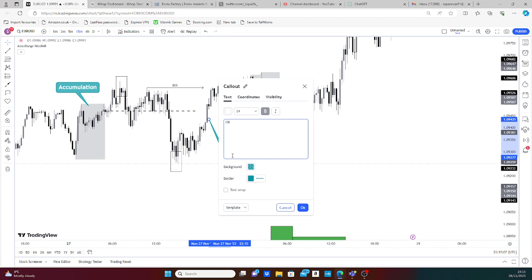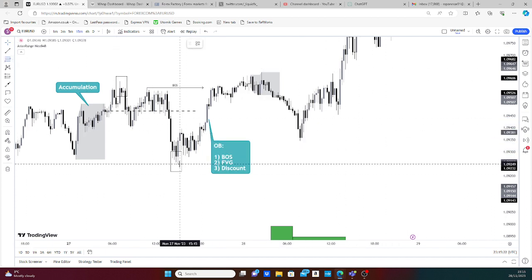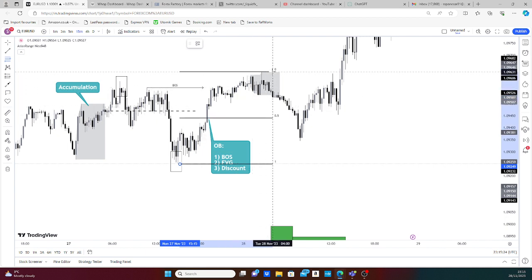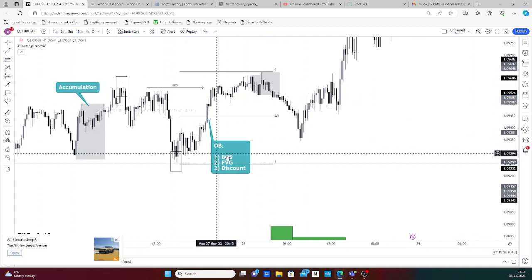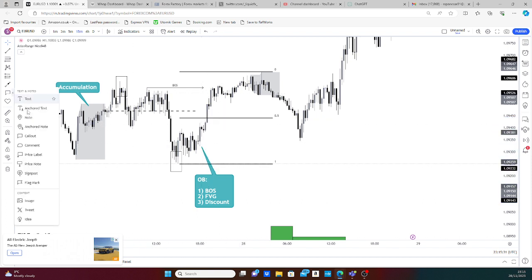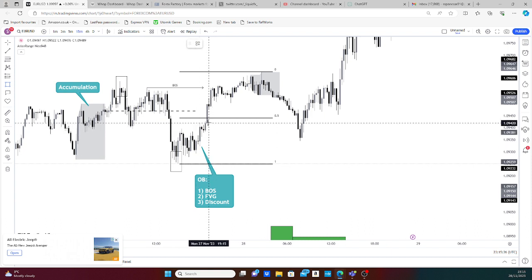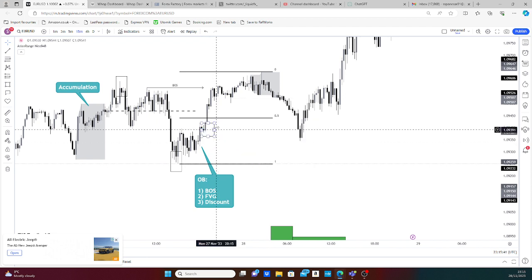So what makes an OB or an order block, right? Three things. We want to see a breaker structure or a BOS. We want to see price leave a fair value gap. We want to see price in the discount in this region because we're looking for a buy trade. So as you can see, if we draw our fib from the swing low up to the swing high, what we see here is a nice order block in this region, just over here where we've marked out, okay? Here's our order block, just in this region over here, okay?